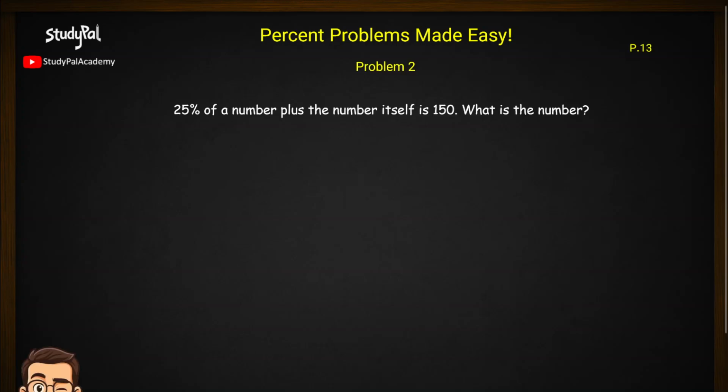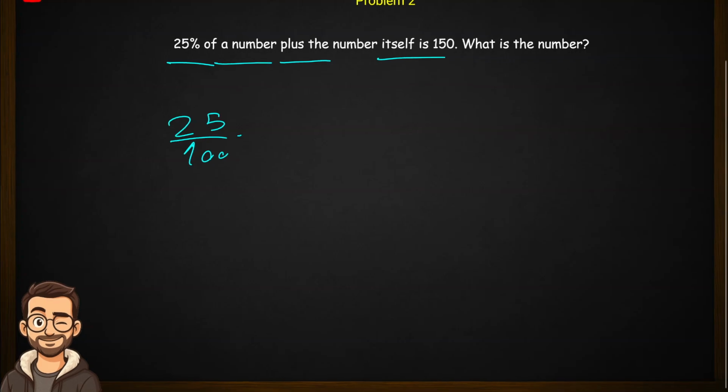Going to the next question, 25% of a number plus the number itself is 150. What does that mean? 25% of a number, again, let's call that number x, plus the number itself, another x here, because we called the number x. Now 25% of that number plus that number. Okay, these should be 150. We need to find x.